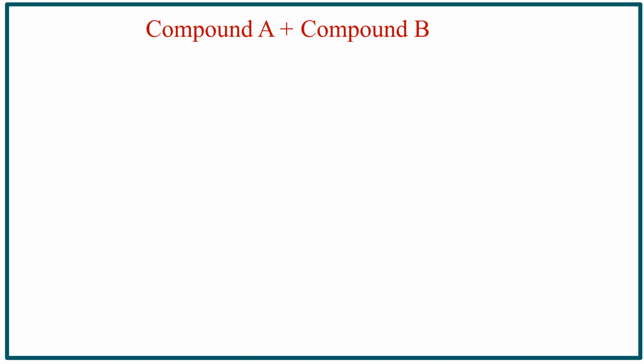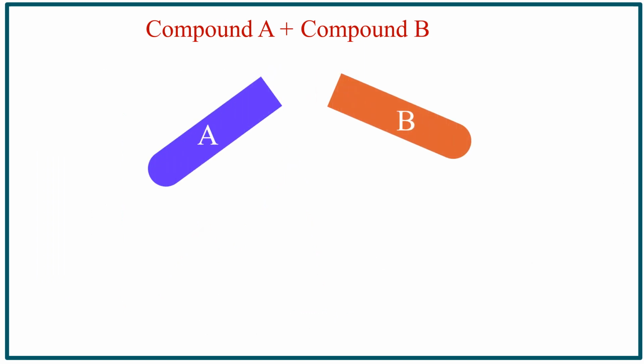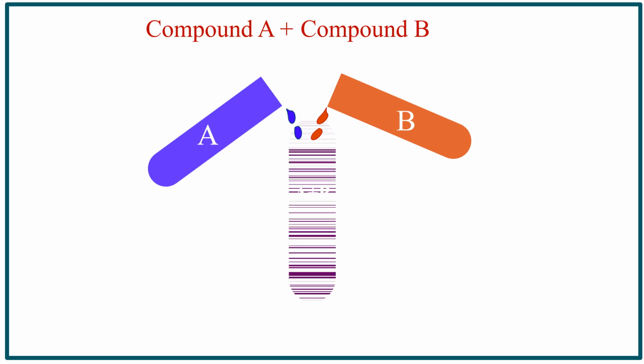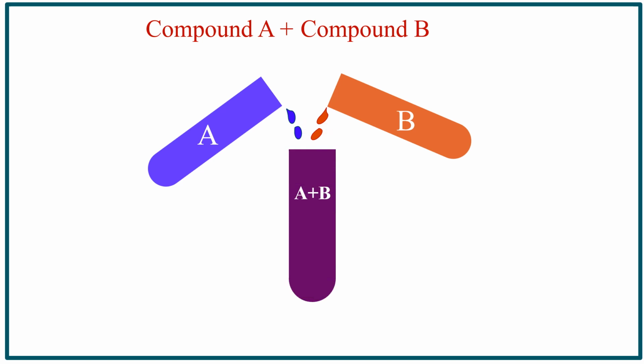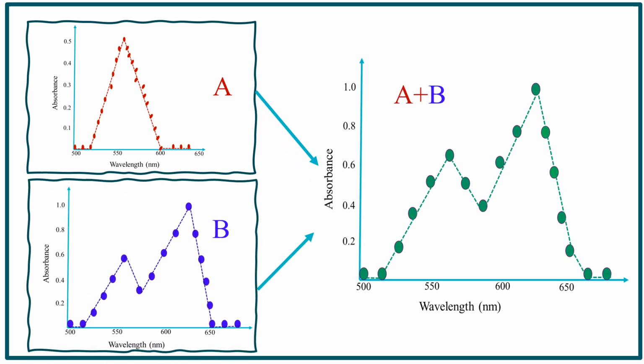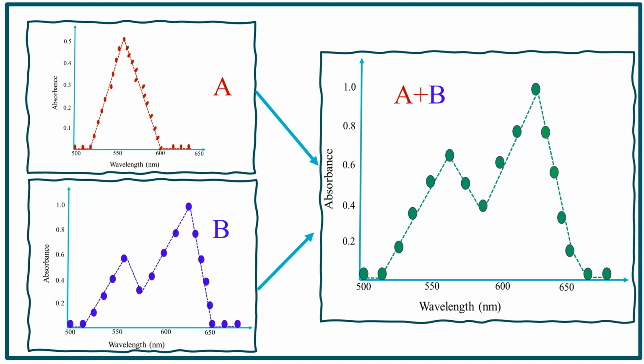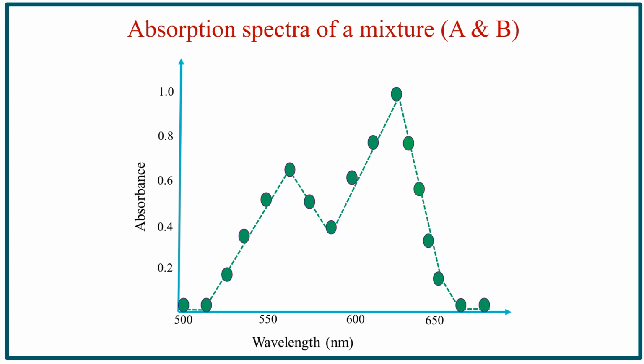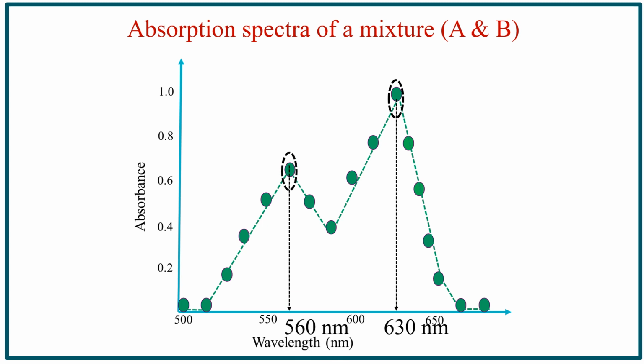Then mix compounds A and B to get the mixture AB. The combined absorption spectra of A and B will result in the absorption spectrum of the mixture. The absorption spectrum of the mixture has a lambda max at 630 nanometer and also has an absorption at 560 nanometer. Compound A has an absorption at 560 nanometer, and compound B has absorption at 630 nanometer and also at 560 nanometer.